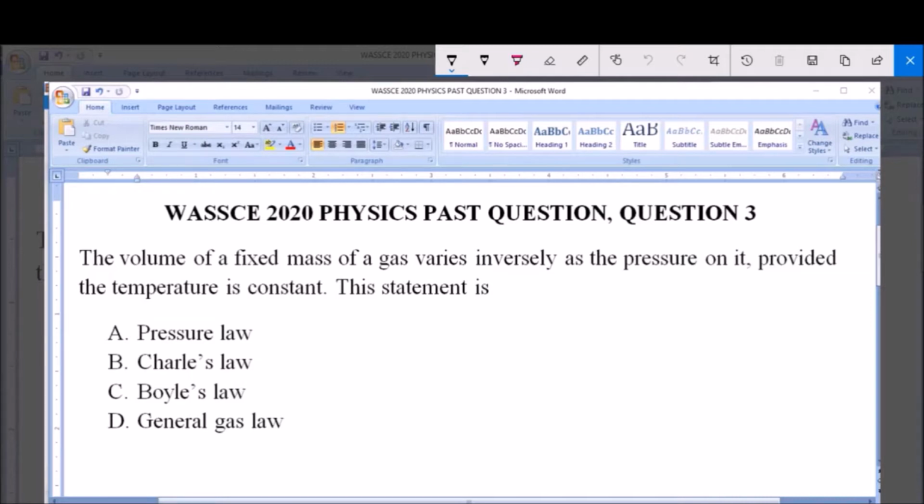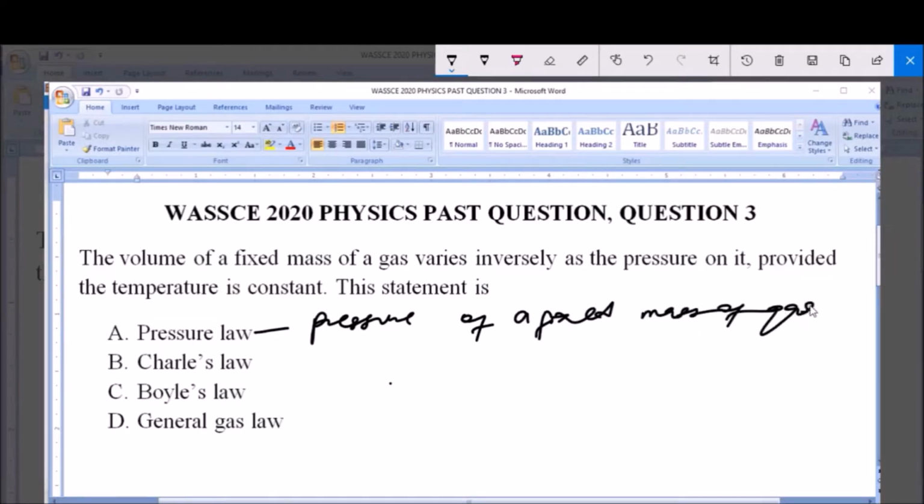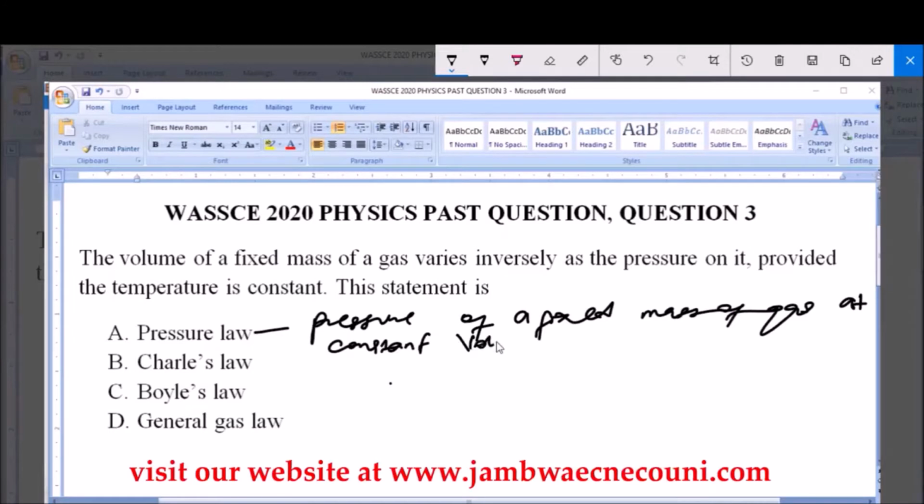Now the question says the volume of a fixed mass of gas varies inversely as the pressure on it, provided the temperature is constant. This statement is which law? Let's just quickly pick each of these laws and look at how they are stated. Now, pressure law states that the pressure of a fixed mass of gas at constant volume is proportional to the absolute temperature of the gas.